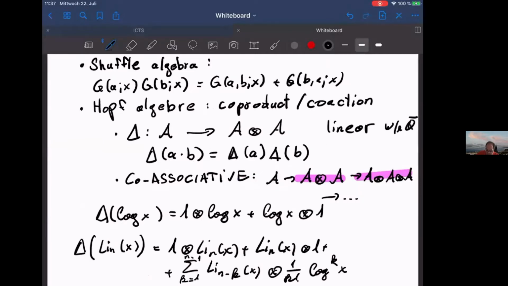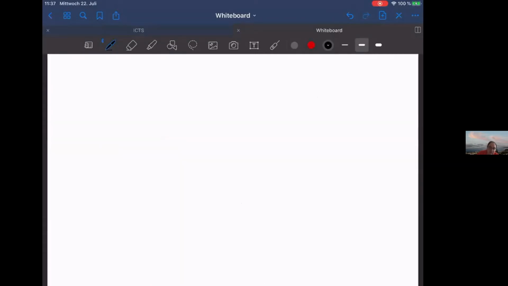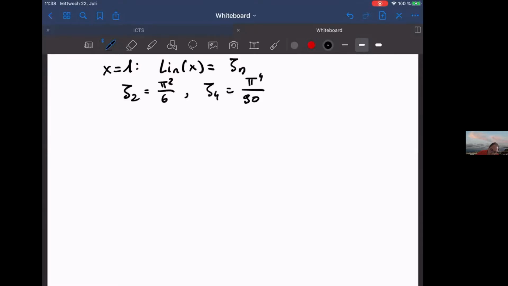And it's recorded. And then the last thing we saw is that for x equal to 1, Ln of x becomes a zeta value. I remind you that zeta 2 is pi squared over 6, zeta 4 is pi to the 4 over 90. In general, zeta 2n is proportional to pi to the power 2n. This is only true for even weights. For odd weights, no such relation is known.